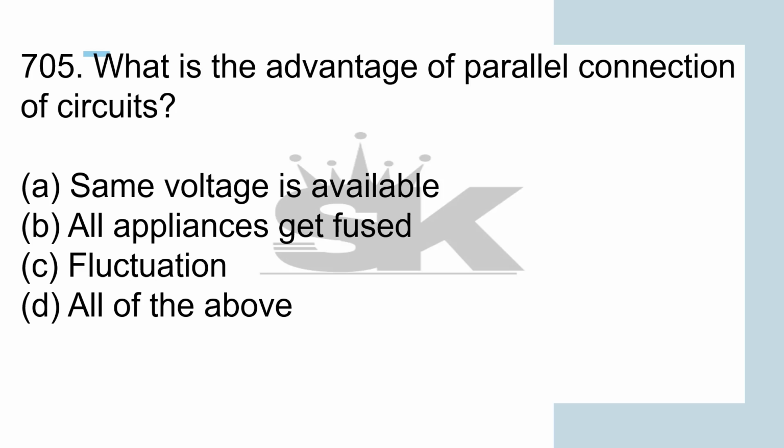What is the advantage of parallel connection of circuit? One of the advantages of a parallel circuit is that they ensure all components in the circuit have the same voltage as the source. Okay, so for instance, all bulbs in a string of lights have the same brightness. Okay, so here the answer is option A.